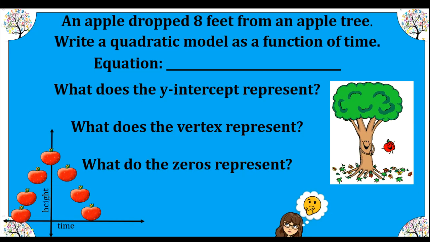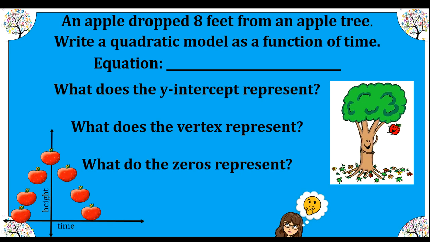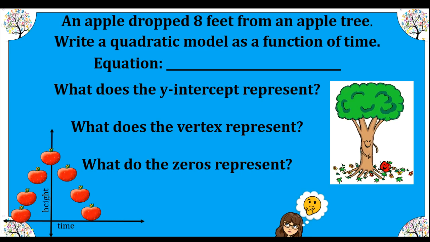Okay, our third example. We have an apple that was dropped 8 feet from an apple tree. We're going to write an equation. So this was not thrown. It was just dropped. So that means there's no velocity. There's no B term. We're talking about feet.